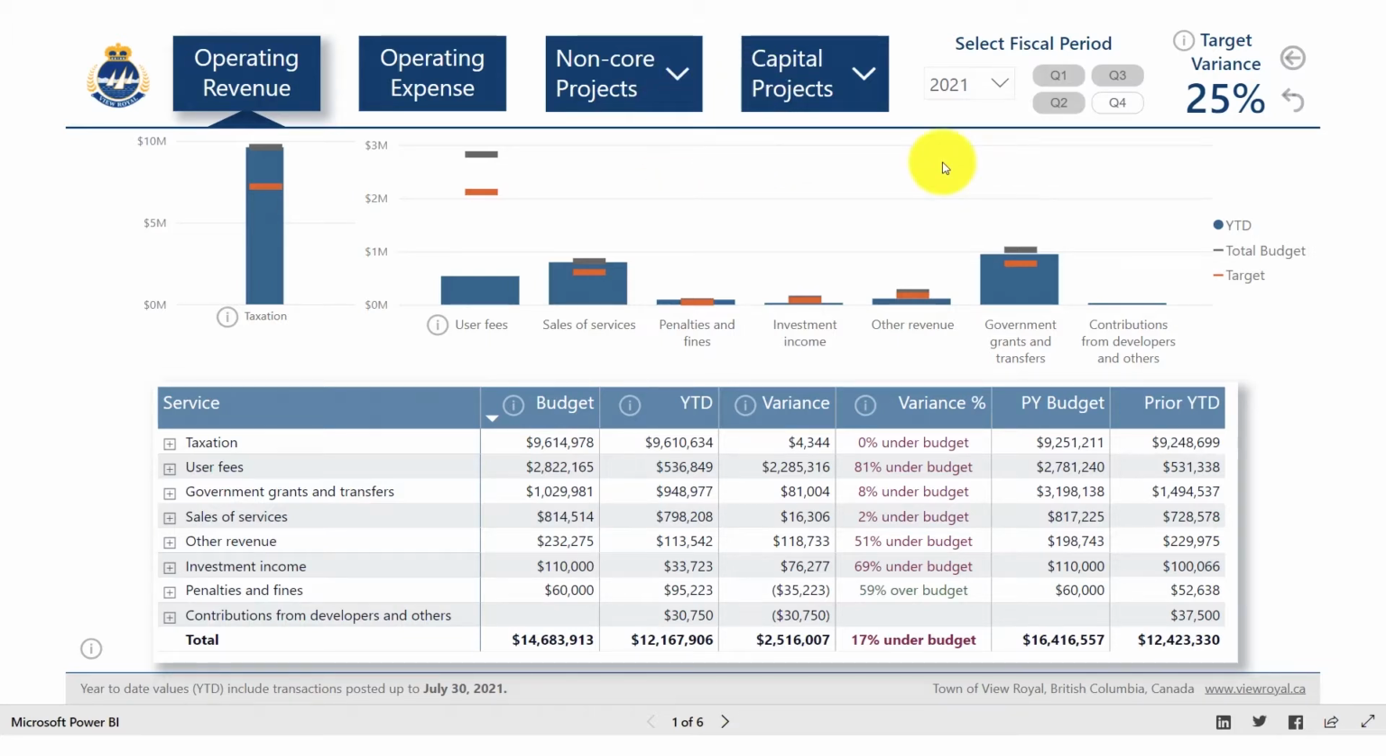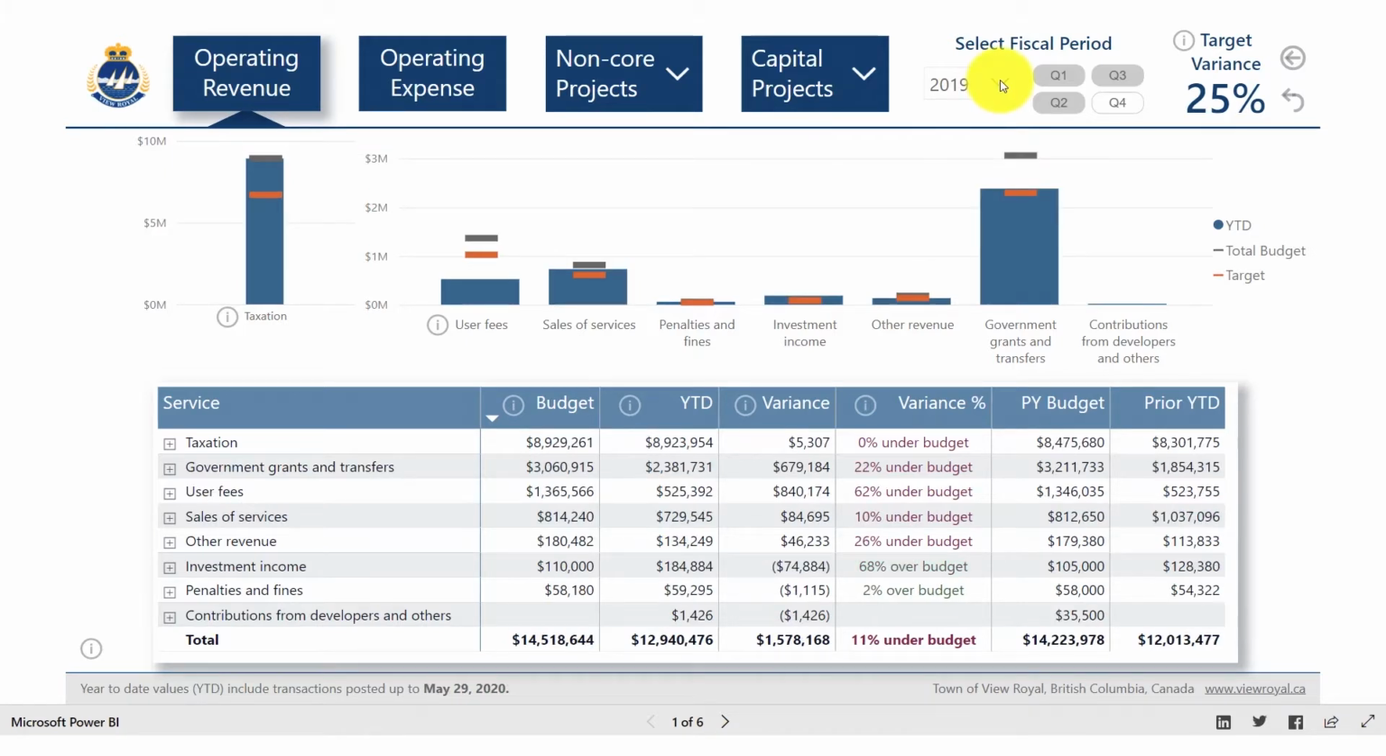Before you start though, you'll want to select the fiscal period that you are interested in. The choices are years between 2019 and 2021, but keep in mind, since prior year's information is also there, when you select 2019 as the year that you want to look at, it will also show you the prior year being, of course, 2018. I'm going to switch that back to 2021 for now.